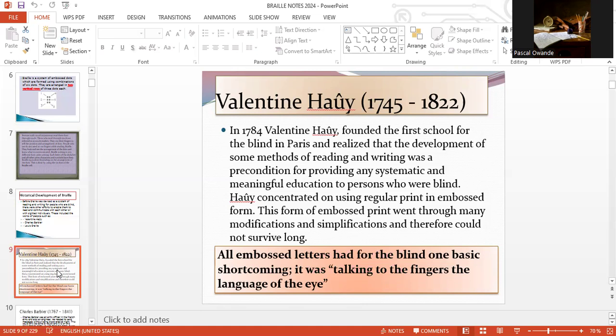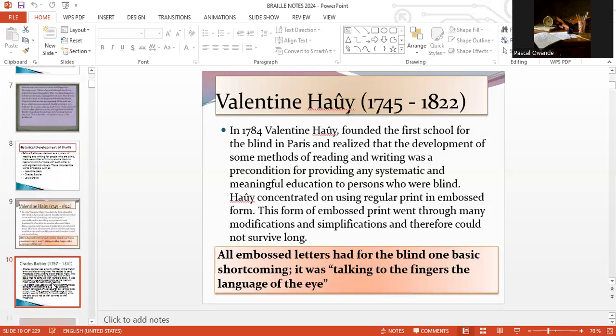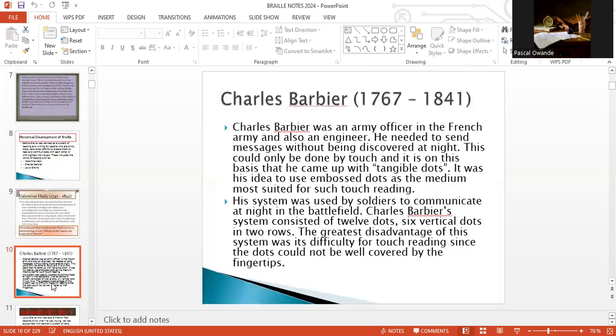And all embossed letters had for the blind one basic shortcoming. It was talking to the fingers the language of the eye. And so talking to the fingers the language of the eye is not that easy. It is very difficult, and this was a shortcoming from the development of Valentine Hauy. And Charles Babbage, 1767 to 1841, he was an army officer in the French army.